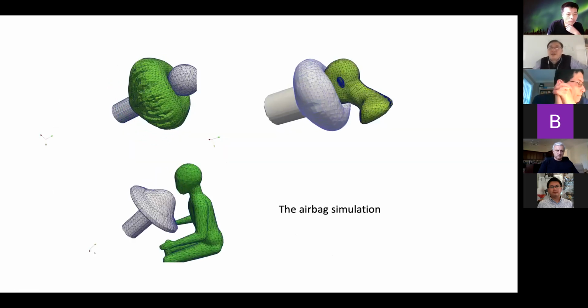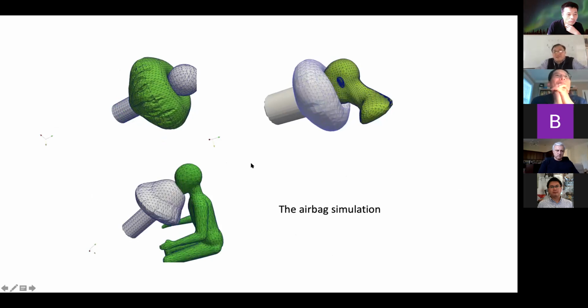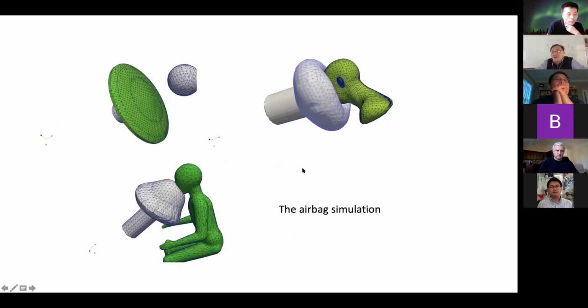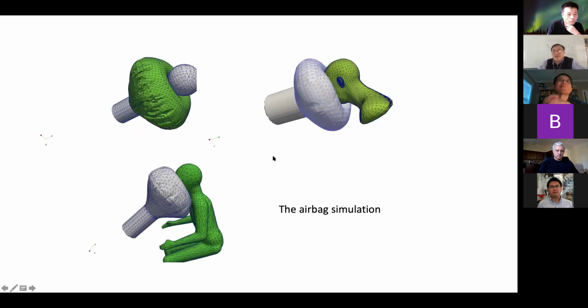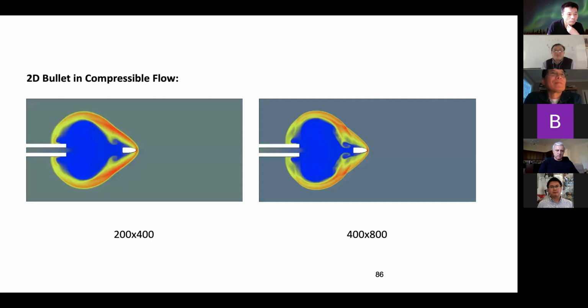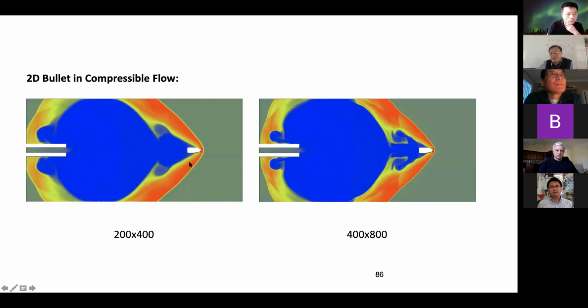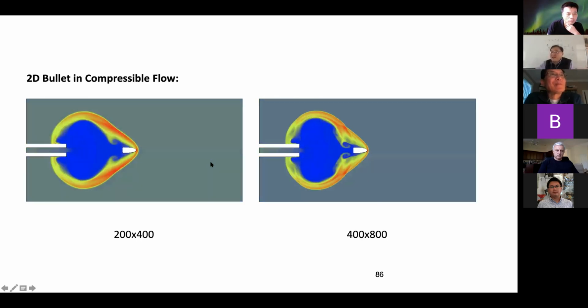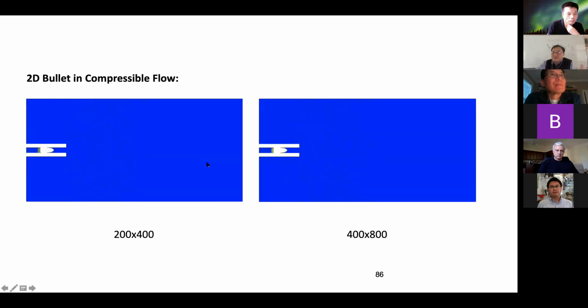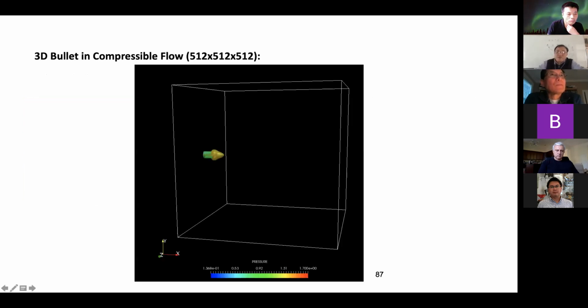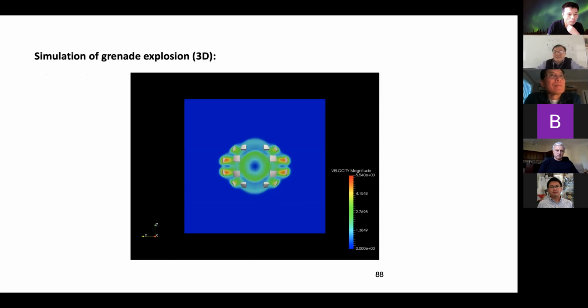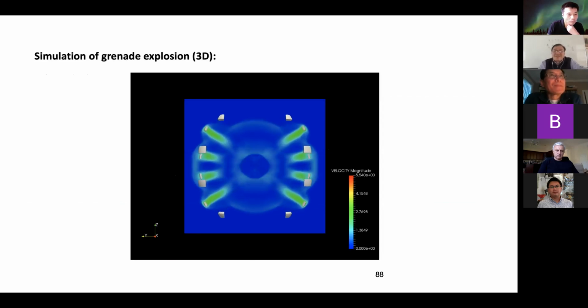Just to show you the capability of our code, this is another interesting one. When we have the code, students sometimes just like to play with it. So this is one of their plays, the airbag simulation. And we also have the rigid body simulation, so we can simulate a bullet, and I can compare with the real picture of the bullet. It's very similar to that. And this is a three-dimensional bullet simulation, and this is a grenade simulation. Sometimes we just play with it for fun.